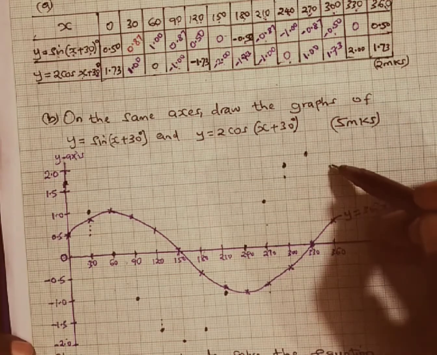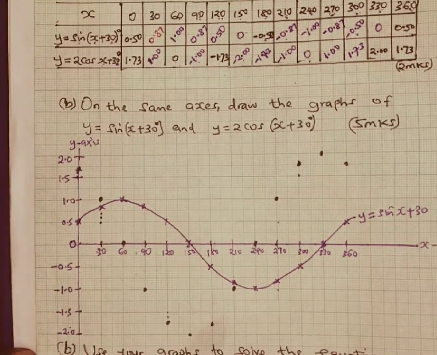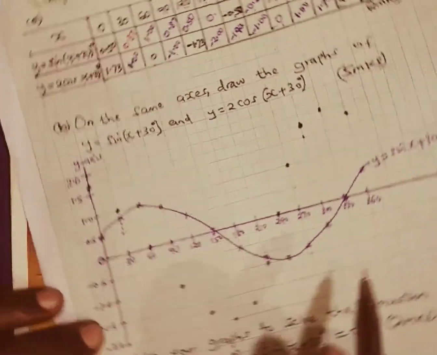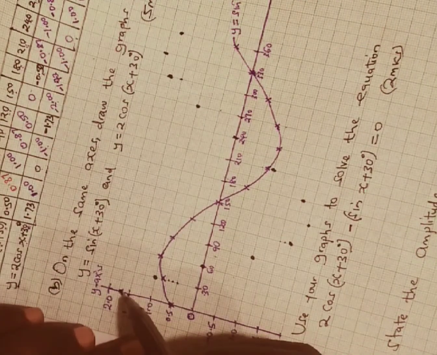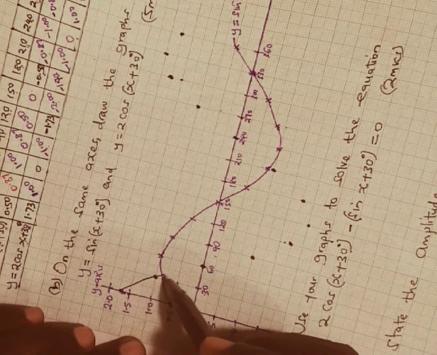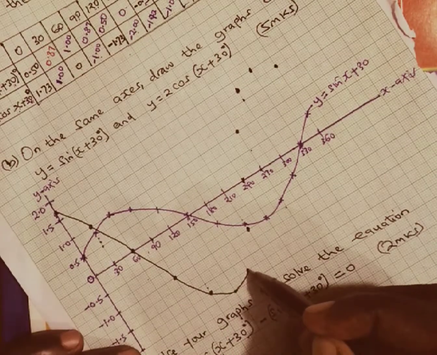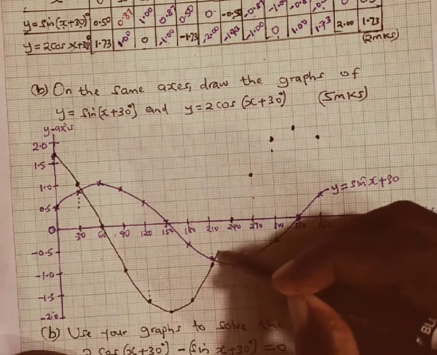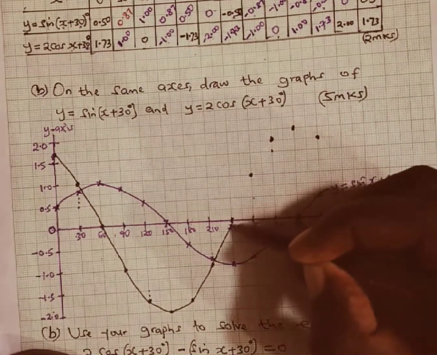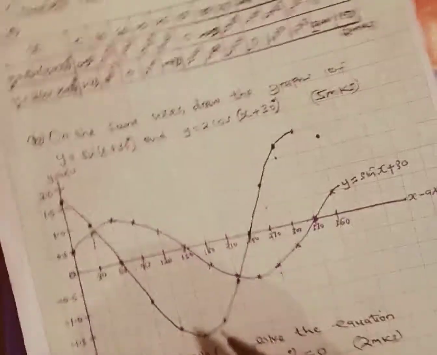At 360, the value of y is 0.73, and by so doing, now we have plotted all these points. We can now use the plotted points to draw that particular curve like that. You have to draw a smooth curve joining all the plotted points.